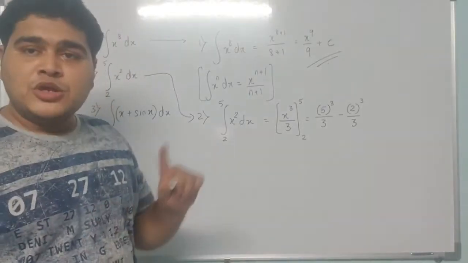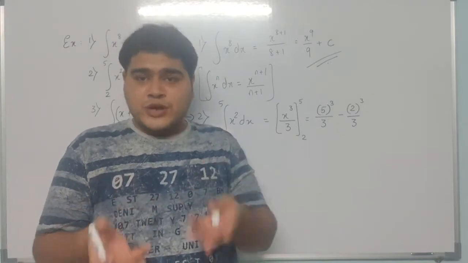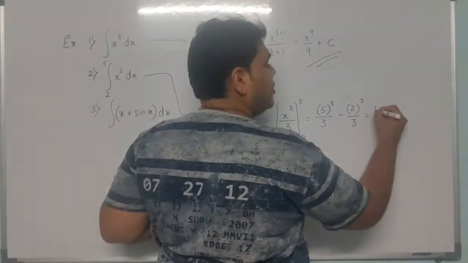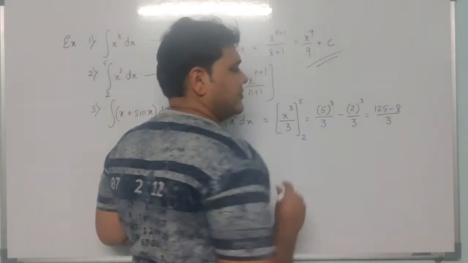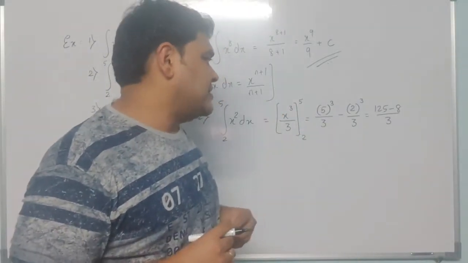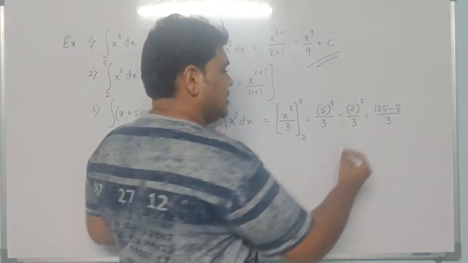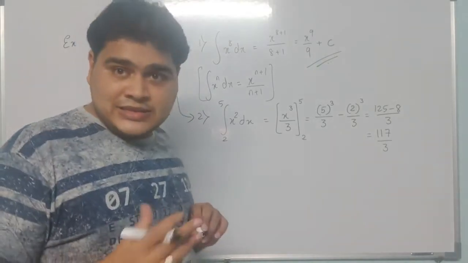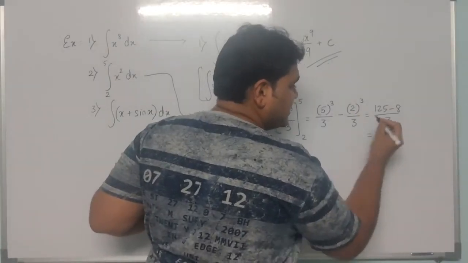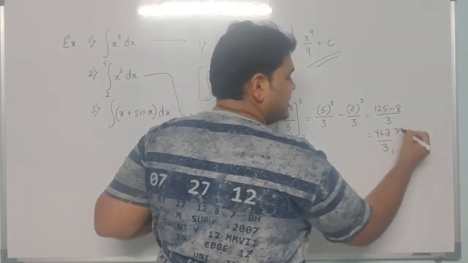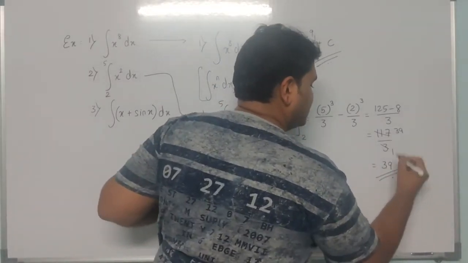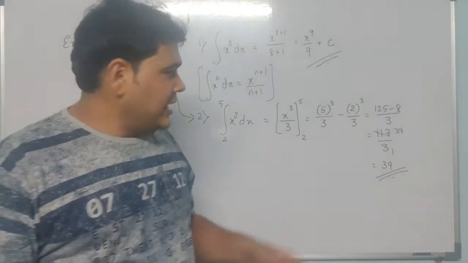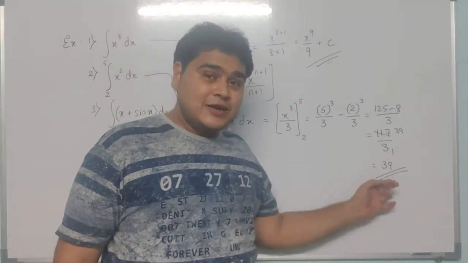Now 5 cube, as we know, is 5 into 5 into 5, so 125, and 2 cube is 2 into 2 into 2, that's 8. So basically we have 125 minus 8 by 3. Correct? Now if we subtract this, we get 117. So we have 117 by 3. Now is it divisible? Yes, it's divisible. 3 ones are 3, 3 threes are 9, we are left with 2, 3 nines are 27. So 39 is your final answer. And here you don't have to write that plus C, because we have already put the limits and we have got a finite value.